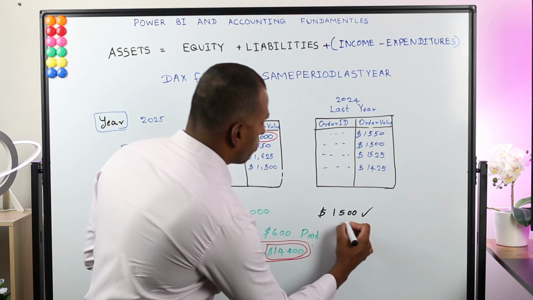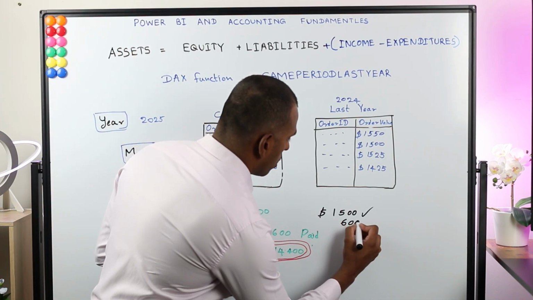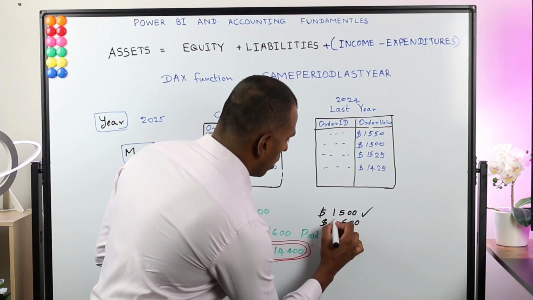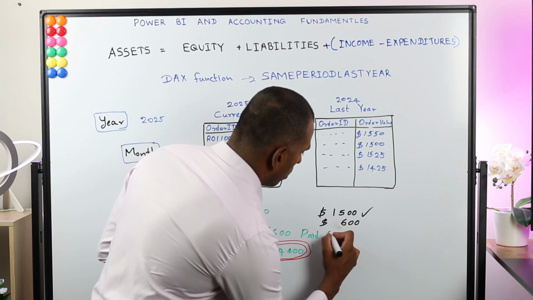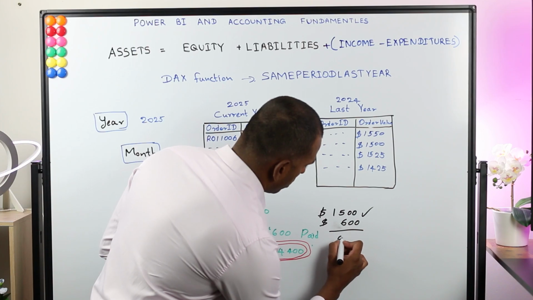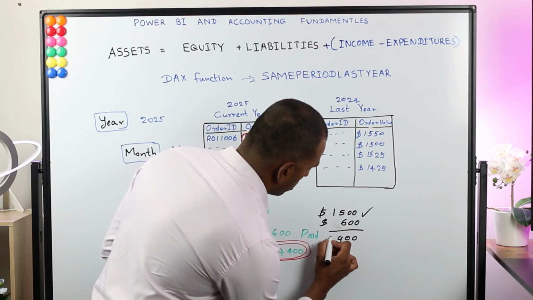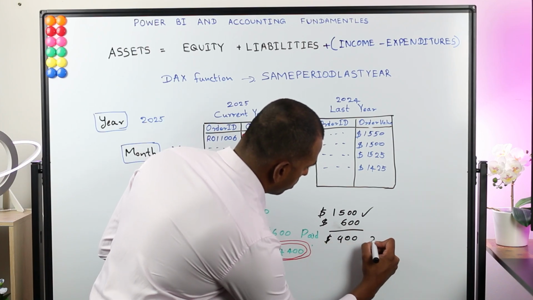This is the correct one. So the customer has paid 1600, then only 900 is the receivable.